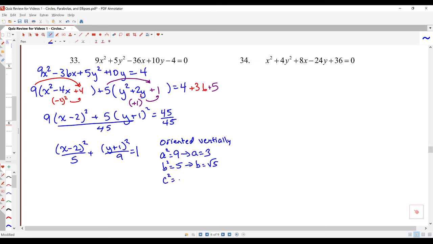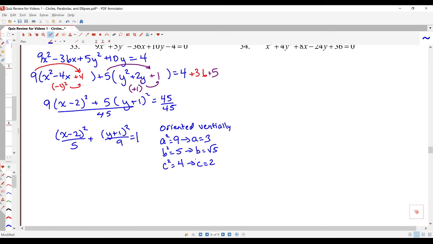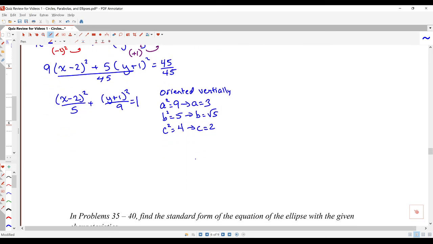C squared is a squared minus b squared. So c is 2. I'm going to scroll down. We'll scroll back up when we get to number 34 after. So our center is going to be positive 2, negative 1. Our major vertices are going to be vertically, so they're going to be up and down 3 from that center. If I go up 3, I get to 2. If I go down 3, I get to -4.